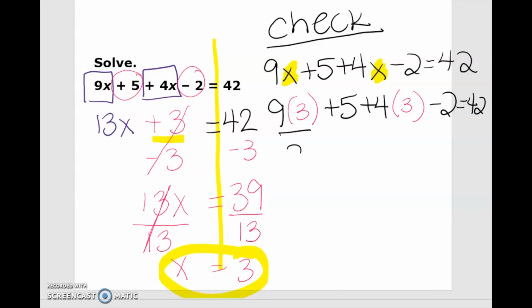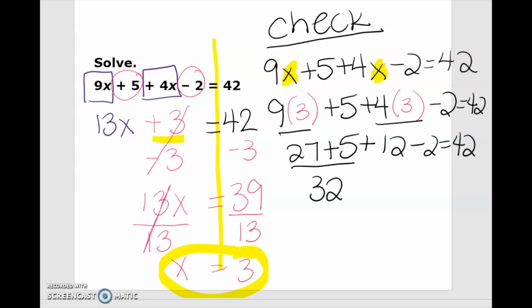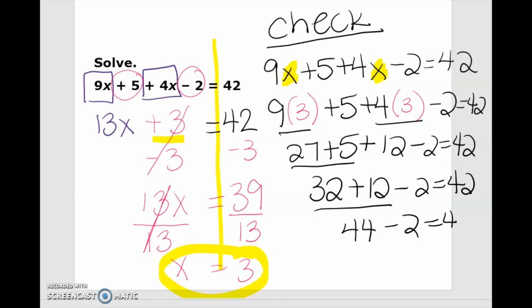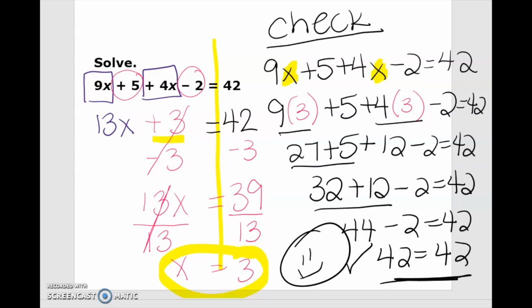So 9 times 3 is 27. Plus 5, 4 times 3 is 12, equals 42. Now I follow order of operations. 27 plus 5 is 32. Bring everything else down. 32 plus 12 is 44. Bring everything else down. 44 minus 2 is 42. Now, as soon as I see both sides are the same, I know, yay, my answer's right, and I can move on to the next problem.